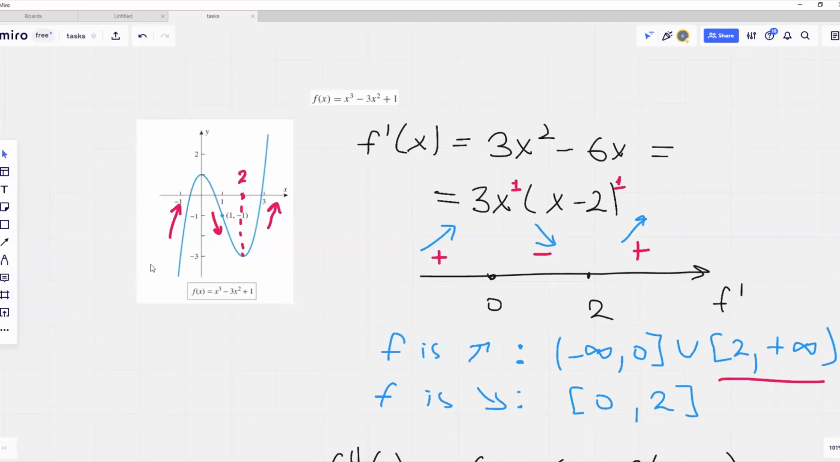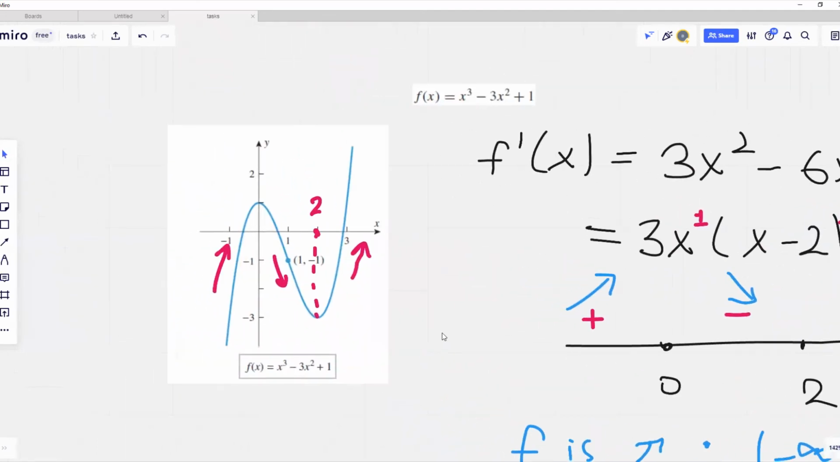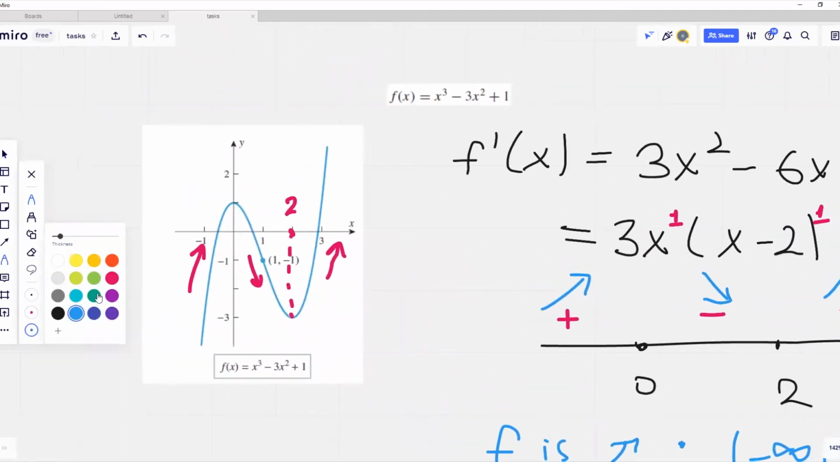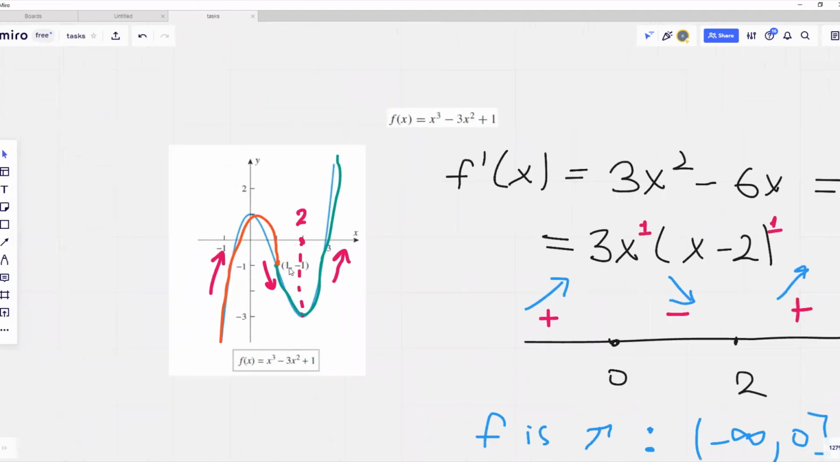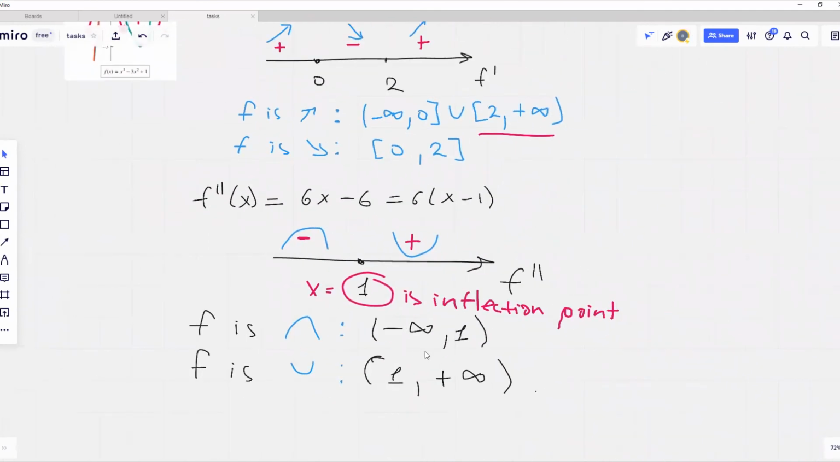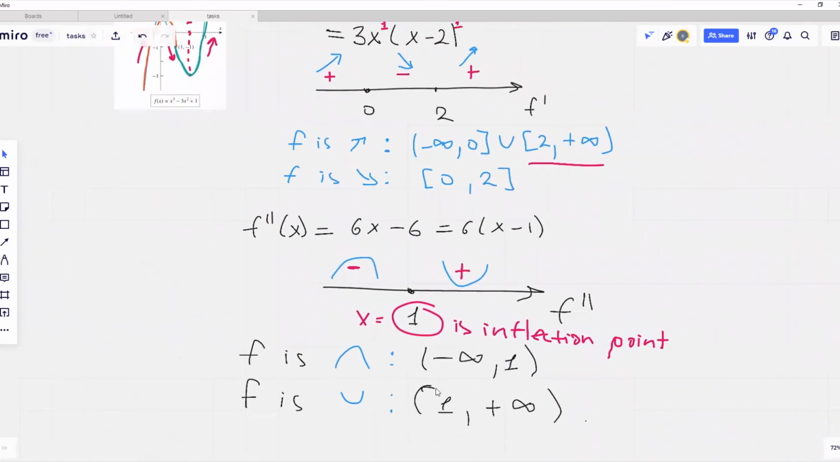Now let's study concavity of our function. We can see that our function is concave up on the interval from 1 to plus infinity. And it seems that it is concave down on the interval from minus infinity to this point, x equal to 1. So x equal to 1 is an inflection point. And this is true. We've confirmed that by looking at the sign of the second derivative.